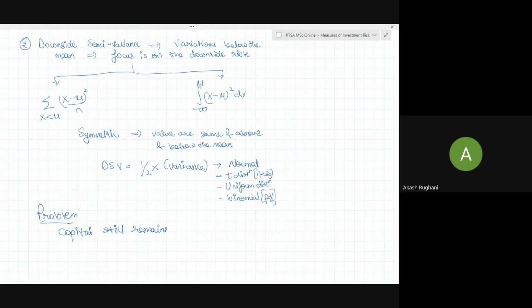I'll wait for 2 minutes. You may copy it down, then I go on to the next measure. Very, very basic stuff, guys. I will do one sum on this, but very basic stuff. I'll do the third measure and then do one sum on this.